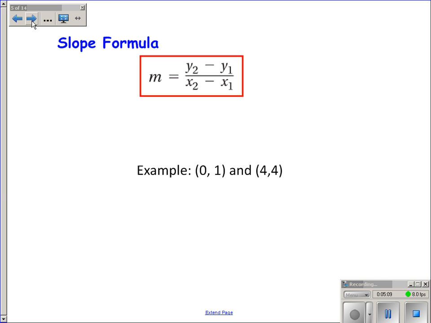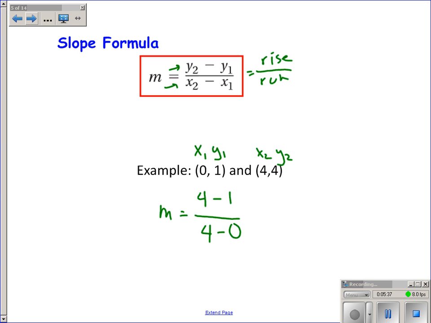The last formula in this first video is the slope formula. We talked about this back in chapter 3, but I'll call this x1, y1, x2, y2, and I'll plug it in. Again, the slope is the rise over the run, or the change in y's over the change in x's. Okay, so slope is equal to y2 minus y1 over x2 minus x1. 4 minus 1 is 3. 4 minus 0 is 4. So the slope of this segment made by these 2 points is 3/4. And that's the end of this first video.